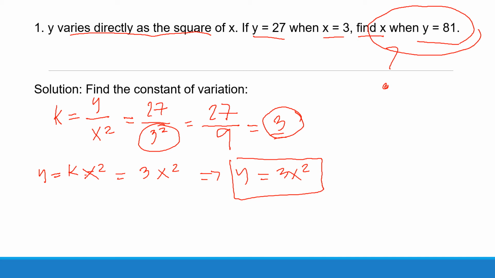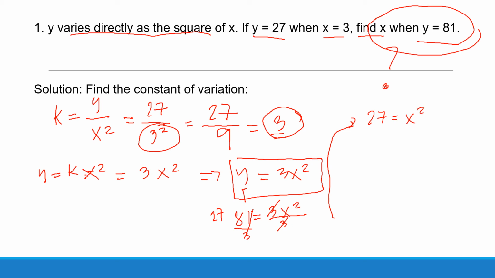So we have here, okay? Let's substitute now, since we have the formula. The y is 81, so this becomes 81 equals 3x squared. We need to divide both sides by 3 to remove the 3 beside the x squared. So this is equal to 27. Meaning we have 27 equals x squared.